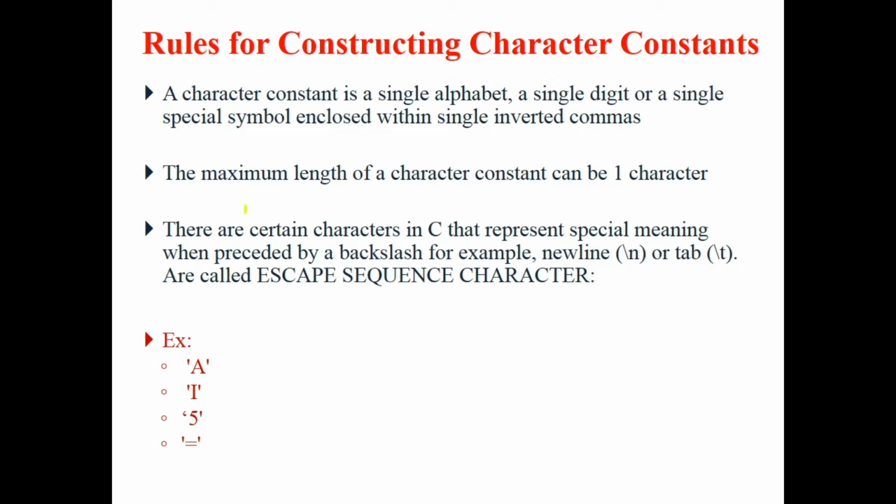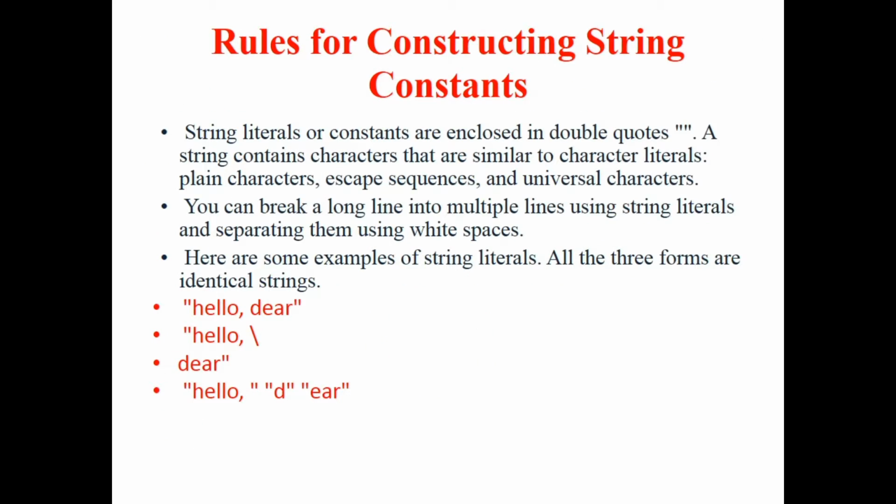For a character constant, whatever value we want to use as a character, we should write within single quotes: opening single quote, a single character, closing single quote. This is called a character constant. And there are certain characters in C that represent special meaning when preceded by a backslash. These are called escape sequence characters. So \n reserves the meaning for new line, \t for tab, and so on.